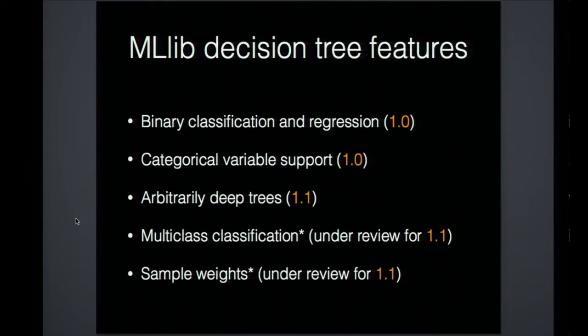Now that we have seen the optimizations, let me talk about what features are available in the Spark MLlib library. We have support for binary classification and regression in the Spark 1.0 release. It also supports categorical variables. We have support for arbitrarily deep trees in Spark release 1.1, which I think will come out sometime next month. We have a pull request under review for multi-class classification problems, and also one of my favorite features, which is sample weights for unbalanced data sets.